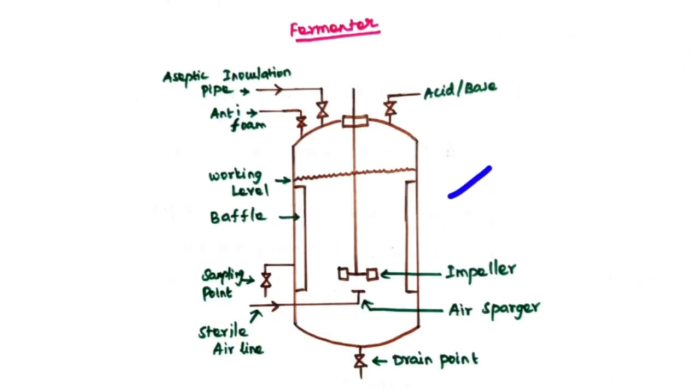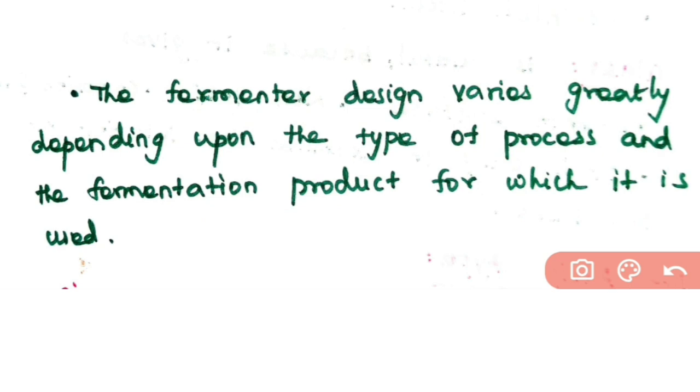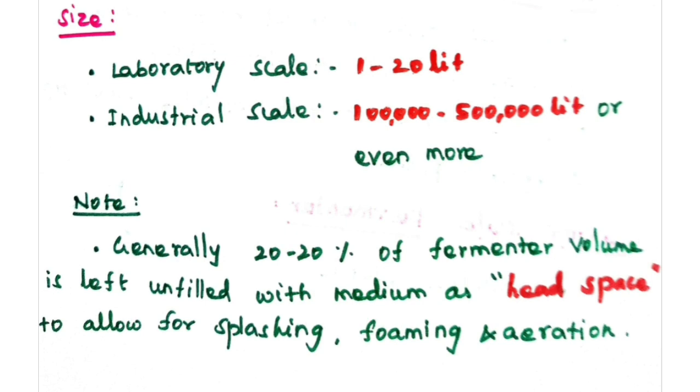So this is your fermenter, which is a closed vessel which provides a controlled environment for the growth of the microorganism for producing a desired product. You have to design your fermenter mainly based upon the type of process and the fermentation product which you are going to produce inside the fermenter. Let's see the size of the fermenter.